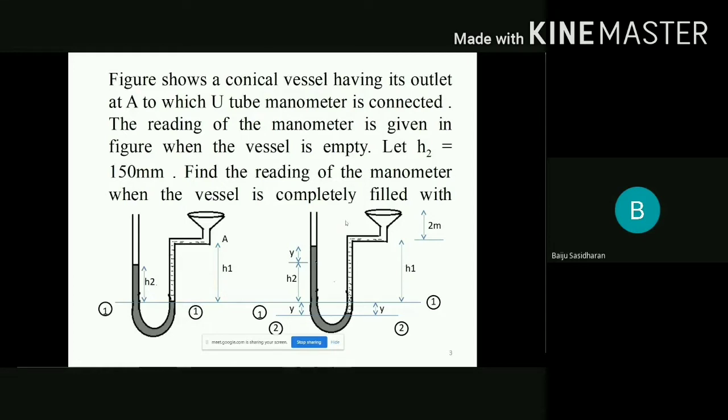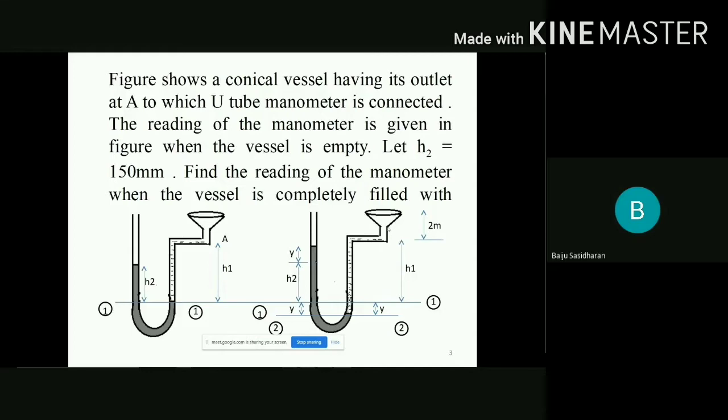You see the second figure. In the second figure, this conical vessel is completely filled with water. And by mistake, I couldn't draw the dotted line here in the conical vessel. Actually, it is completely filled with water. While you are preparing your notes, you have to indicate that there. So now the height of water in the conical vessel is h2.